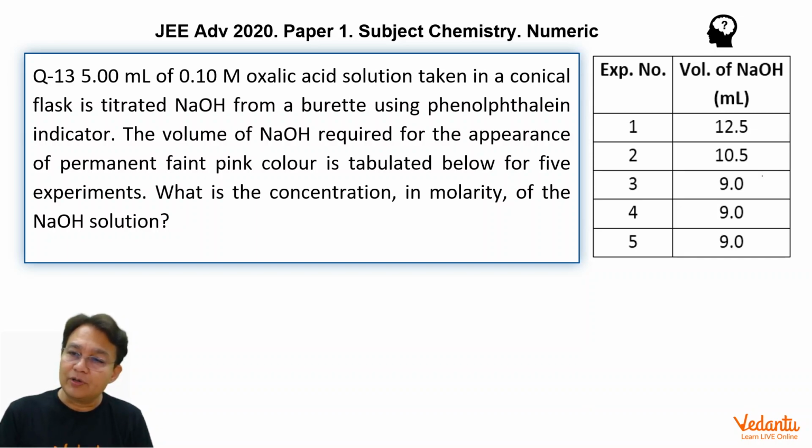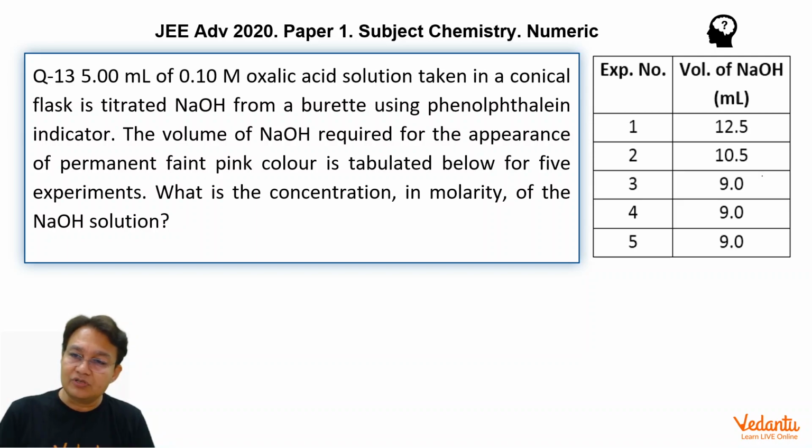The first time you got a 12.5 ml volume reading, the second time your reading was 10.5, the third time it was 9, and the fourth and fifth were 9 as well. So the confusion could arise whether to take the average of these values. But no average is needed.